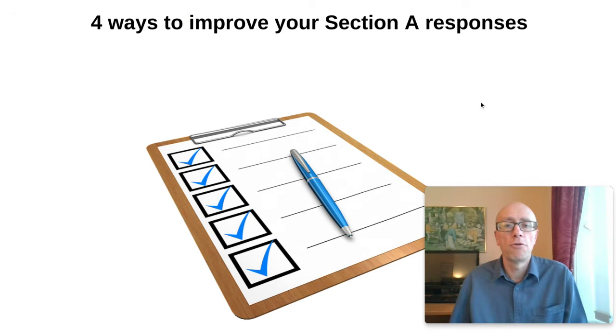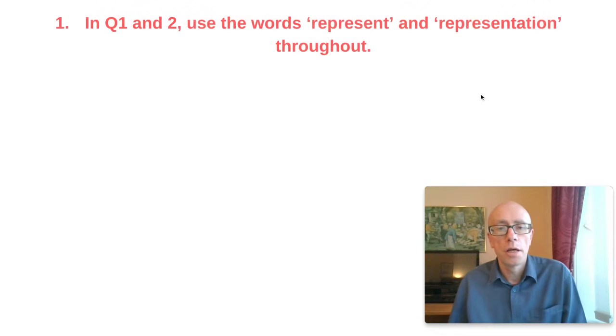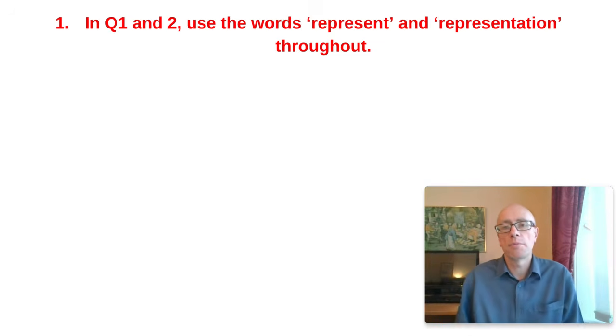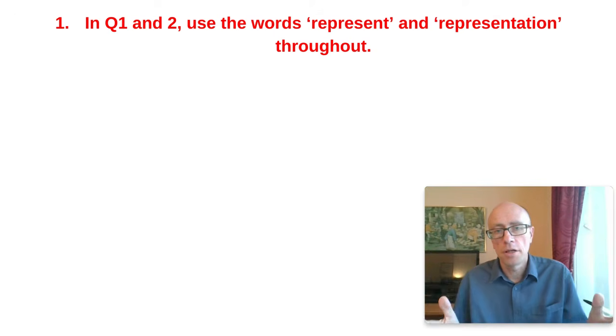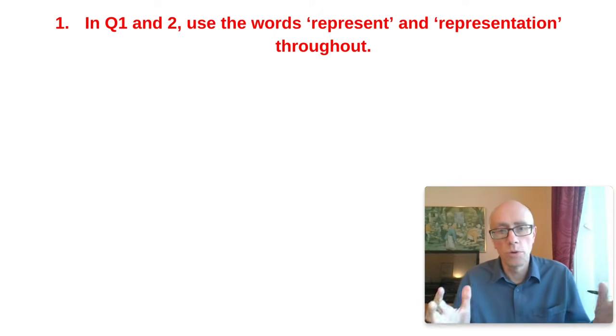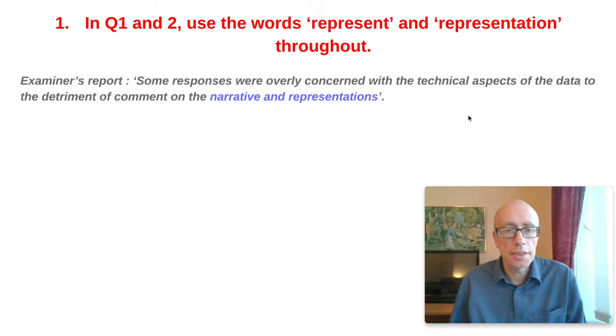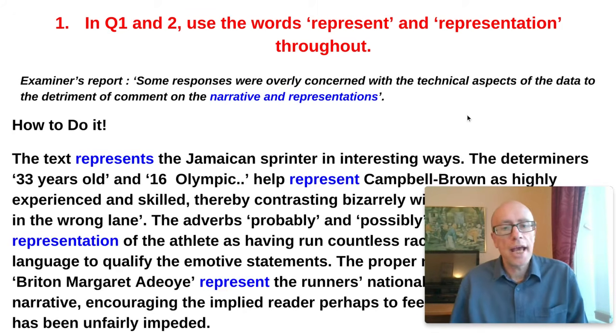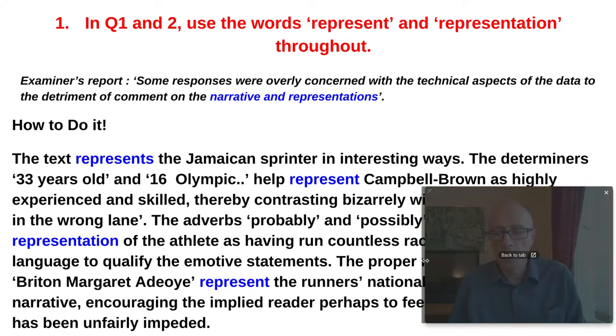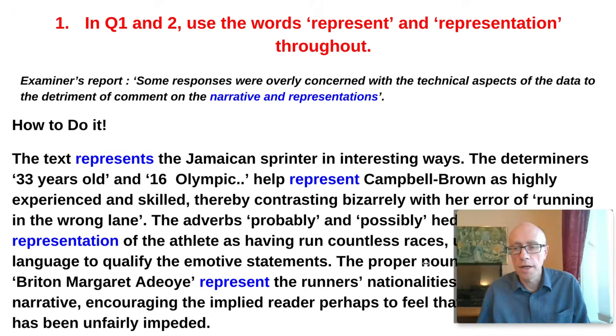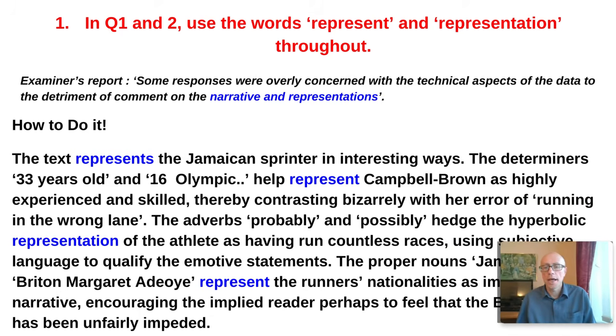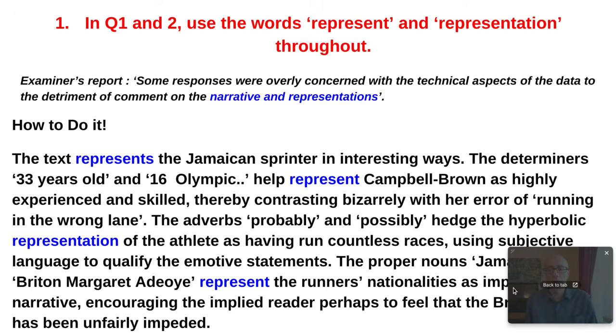Let's now talk about four particular ways that you can improve your Section A responses on here. We'll start with this word represent and representation. Get into the habit of using this word all the way through paragraphs. Here's an example. The text represents the Jamaican sprinter in many different ways. The determiners, 33 years old and 16 Olympics, help represent Campbell Brown as highly experienced and skilled, thereby contrasting bizarrely with her error of running in the wrong lane.